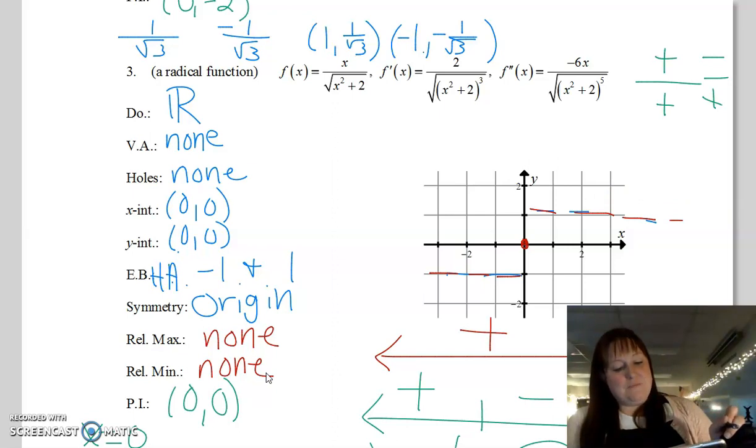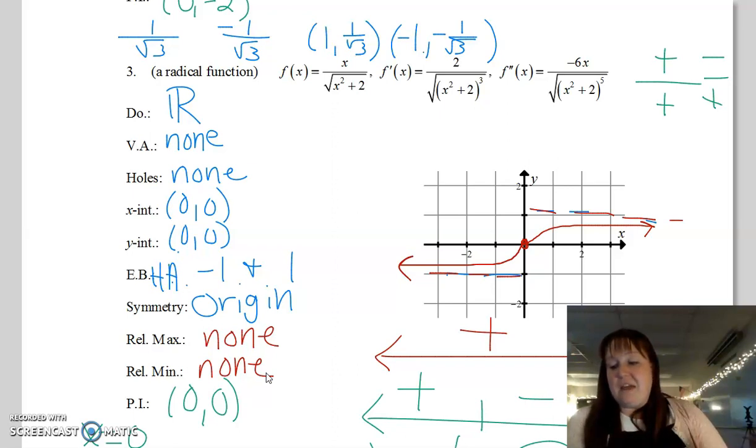We don't have any relative max or relative min, which makes sense because it's approaching an asymptote, so it just keeps getting closer and closer. And our inflection point is at 0, 0. We know that it's concave down here, because it's approaching that asymptote, and then it's concave up here. And that's it. That's that whole curve.